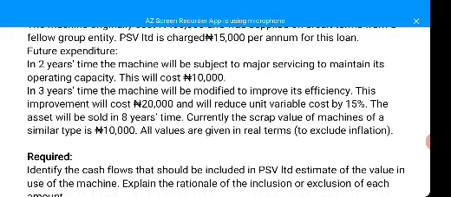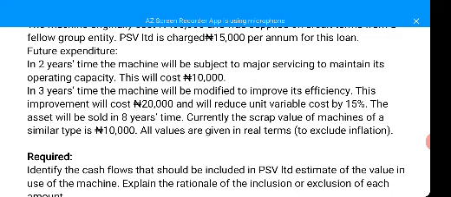In year three, the machine will be modified to improve its capacity. This improvement will cost 20,000 naira and will reduce unit variable cost by 15%. The asset will be sold in 8 years' time.